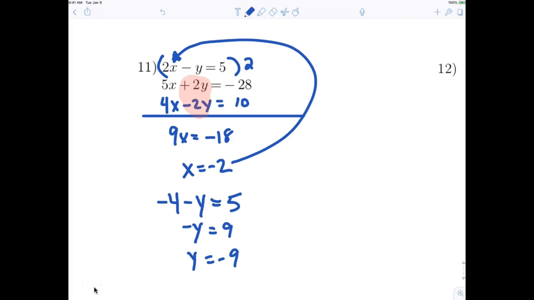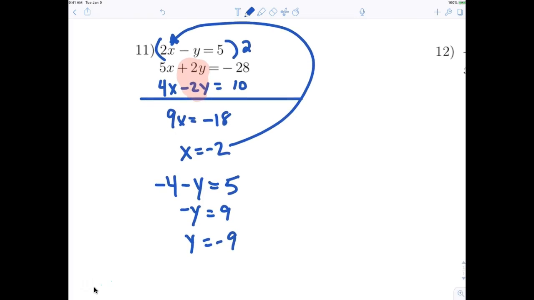Negative 9. Anybody have any issues with that? Oh, you did the top one. Yep, I did the top one. Doesn't matter. Now listen to me. It doesn't matter. You have 3 possibilities there. You can pick any one of the 3, and it would still be exactly the same answer.